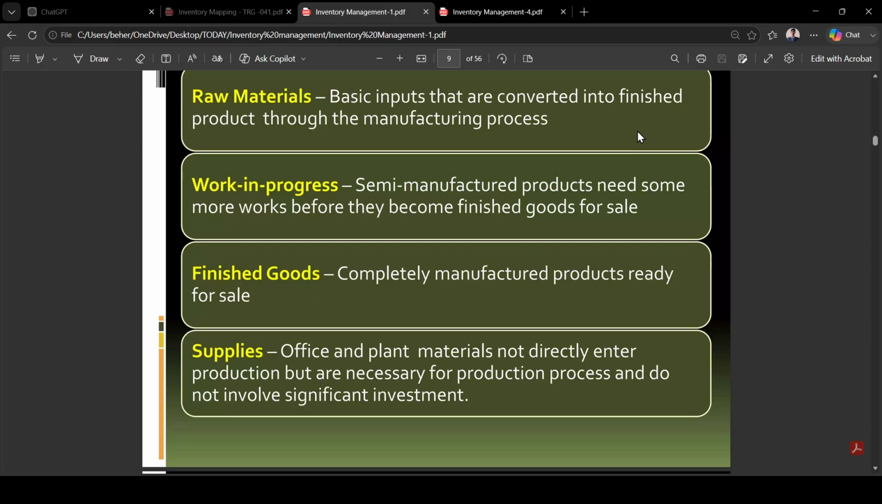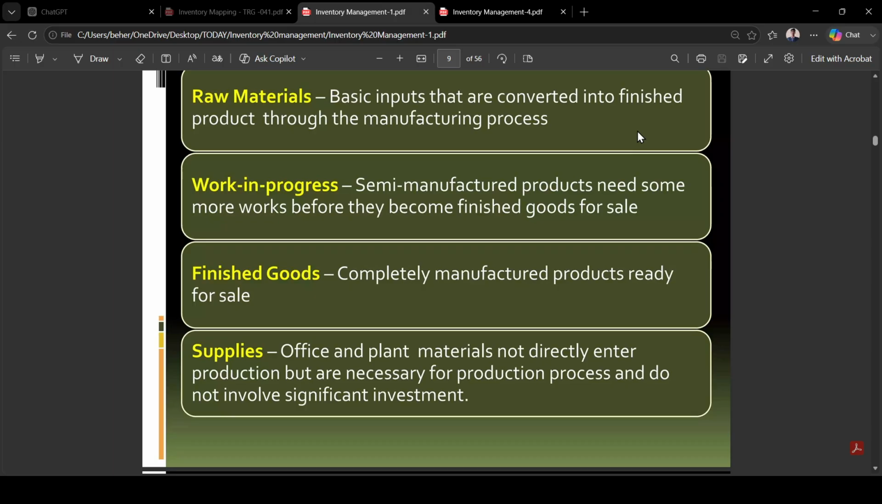Semi-manufactured products need some more work before they become finished goods for sale. Finished goods are completely manufactured products ready for sale. Supplies are the office and plant materials.